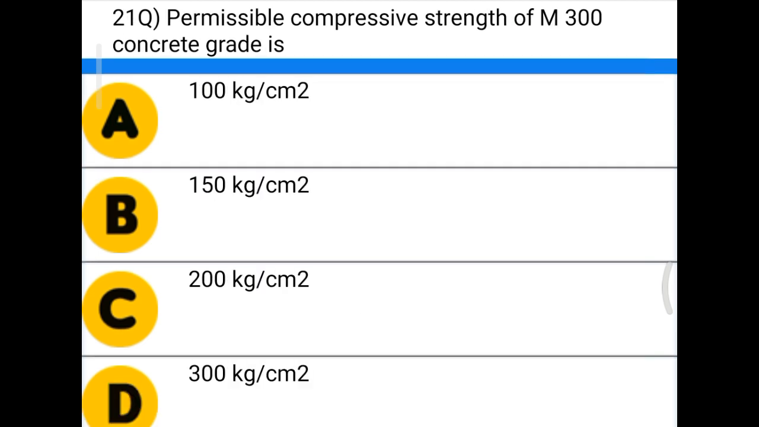Next question, permissible compressive strength of M300 concrete grade is option A 100 kg per centimeter square, option B 150 kg per centimeter square, option C 200 kg per centimeter square, option D 300 kg per centimeter square. So the correct answer is option D 300 kg per centimeter square.